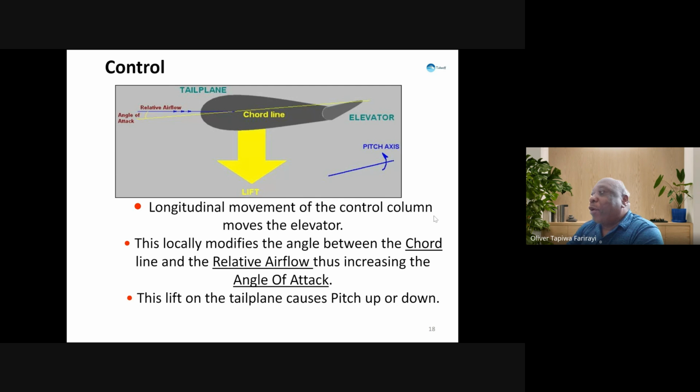Longitudinal movement of the control column moves the elevator. This locally modifies the angle of attack between the chord line and the relative airflow. That's increasing the angle of attack. The lift on the tailplane causes the aircraft to pitch up or down, depending on whether you want to climb or to descend.